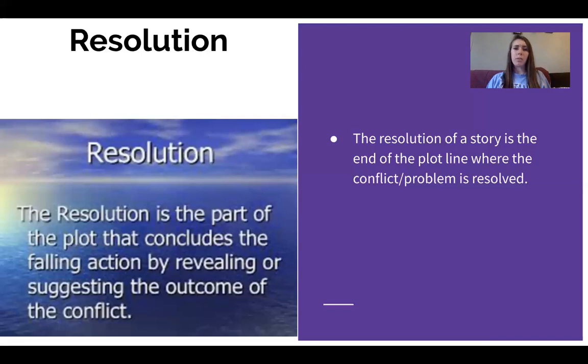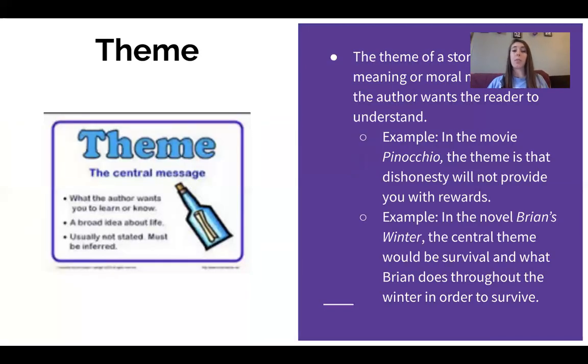A couple other things that we do need to talk about. Theme. A theme is present in every story, again, whether you're reading it or you're writing it. The theme is a central message, what the author wants you to learn or to know, and it's usually a broad idea about life. It's usually not stated and must be inferred. Depending on the story and on what the author wants us to understand, it might be a lesson like lying isn't good, or don't judge a book by its cover. It's usually developed indirectly, which means the author doesn't come out and say what the theme of the story is.